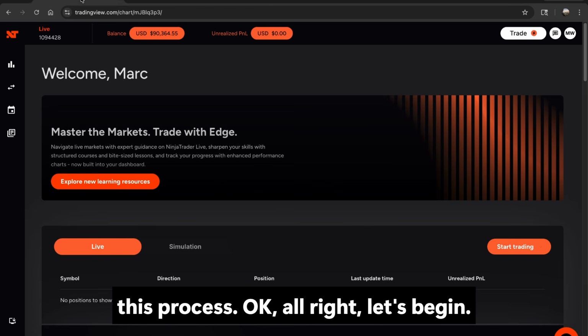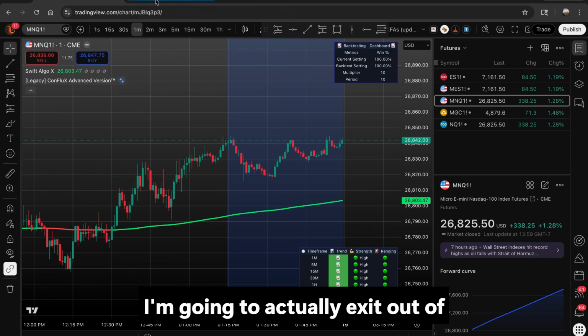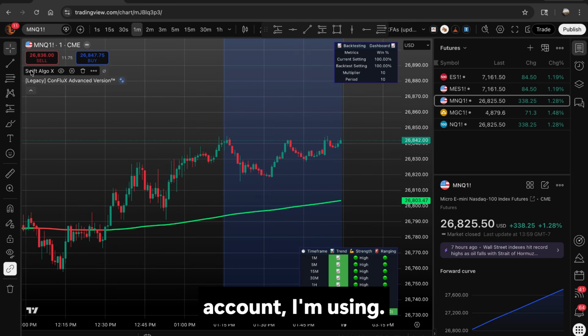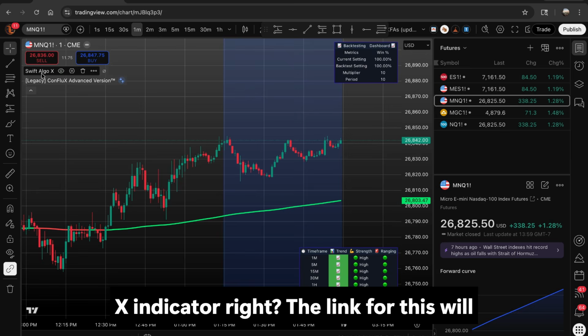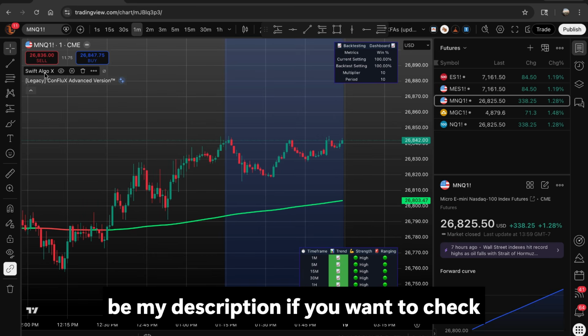Okay. All right. Let's begin. On my Topstep account, I'm going to exit out of this. On my Topstep account, I'm using just the Swift Algo X indicator, right? The link for this will be in my description if you want to check this out.